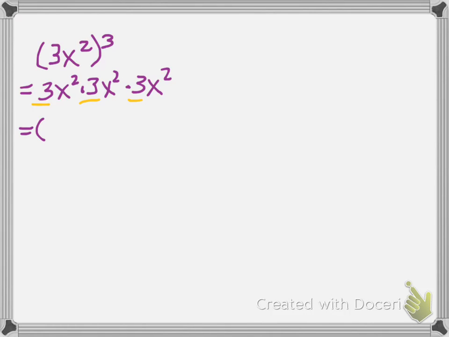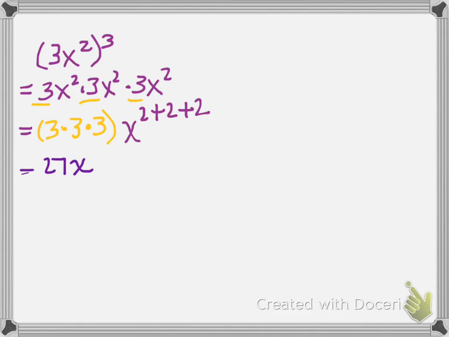So, remember with the coefficients? We have the 3 times the 3 times the 3. But with the variable, we add. So that was our second part of our rule from Thursday's notes. So what's 3 cubed equal to? So we get a 27. And what's 2 plus 2 plus 2? Okay, that was the easier one. Was 2 plus 2 plus 2. So our answer is 27x to the 6. Okay.